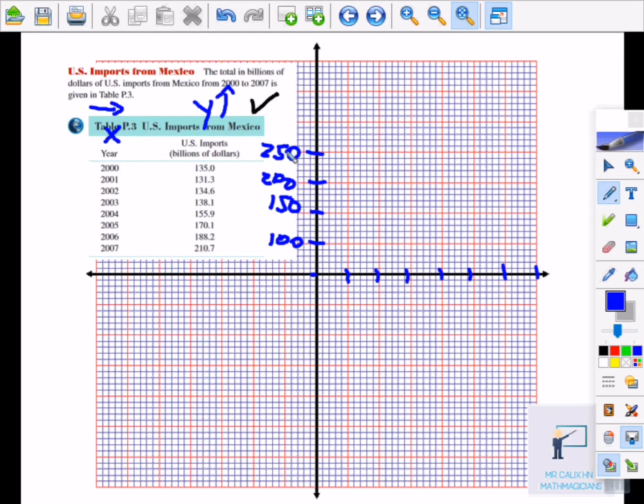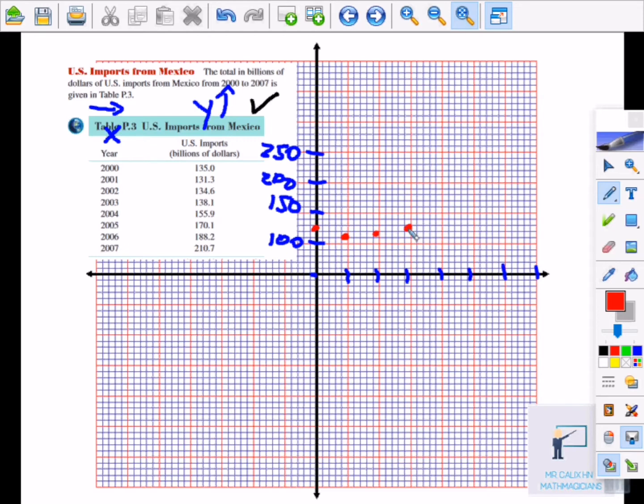Now, it says that in the year 2000, the U.S. imported 135. The year 2000, we just discussed, was year 0 here, and they imported 135, so that point has to be somewhere around here. The year 2001, it was a little bit less. The year 2002, it was a little bit more, 134.6. Then in the year 2003, it says 138.1. It's a little bit higher.